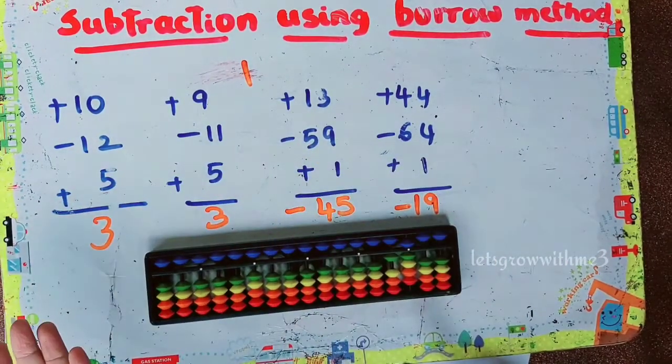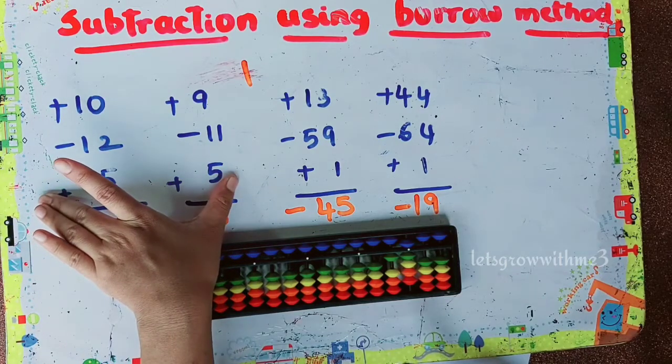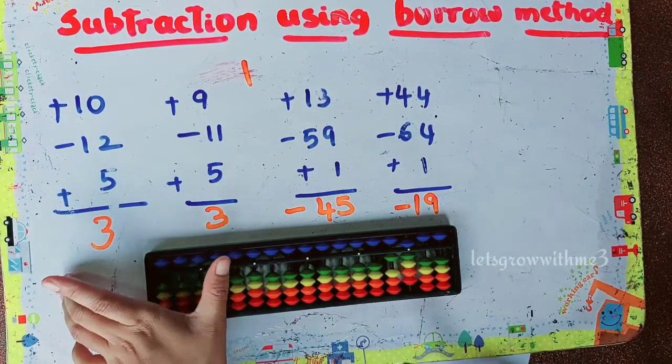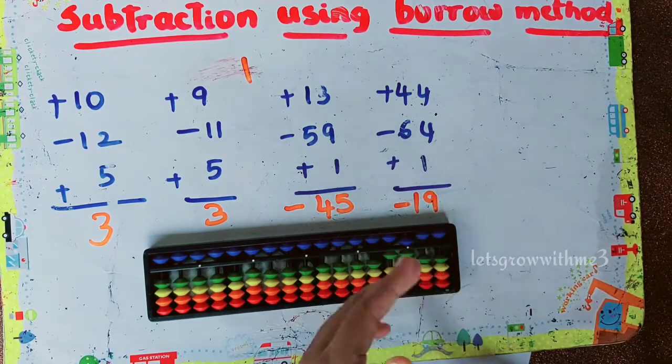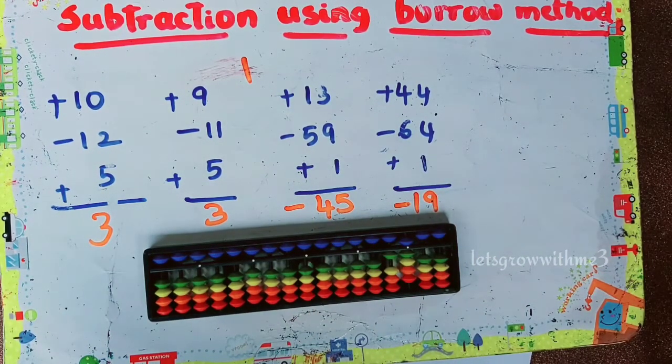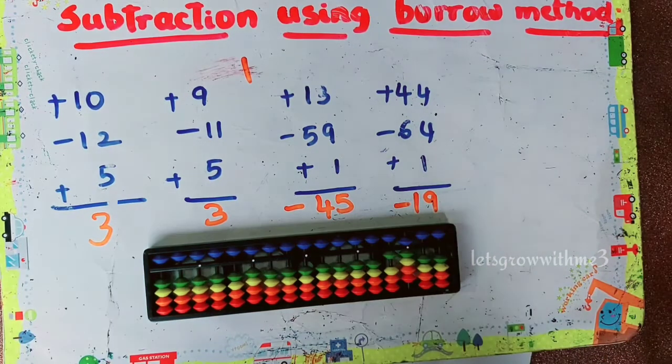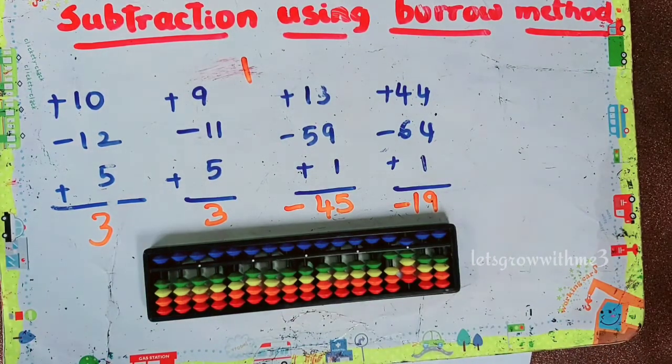So how to get the complement to that number? We need to subtract whatever the value we got from the value which we have taken borrow. So then we will get value in the form of negative. Okay, so that's it for today's session. I hope you all understand the concept of subtraction using borrow method.